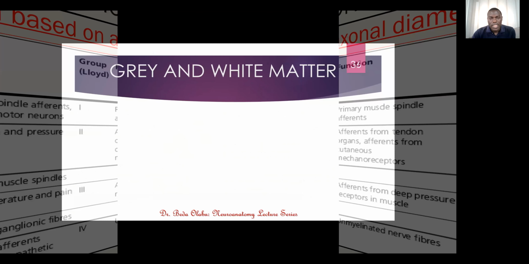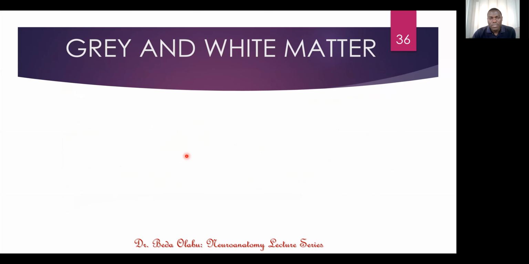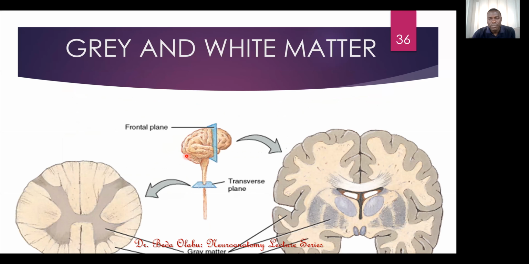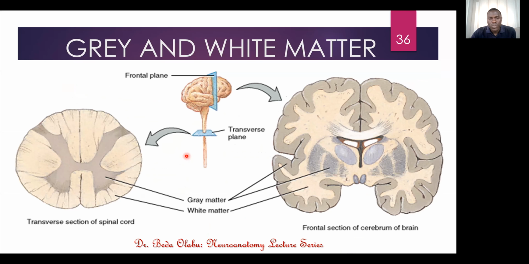Right, let's finish this introductory part by defining what is gray matter and what is white matter. So I'm showing images of gray and white matter. In the spinal cord, gray matter is inside and white matter is outside. In the brain, you have gray matter which is outside and white matter inside, but you can still have gray matter within the white matter, like here.